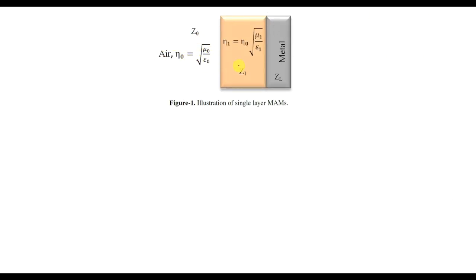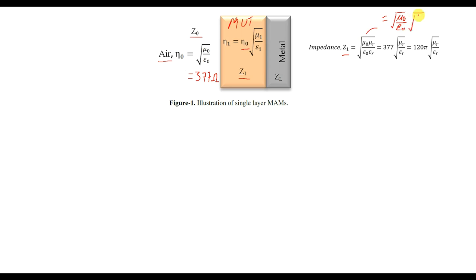So you can see here we have the MUT and the metal material here, the metal backplate, which is ZL. The MUT is Z1, and the impedance for free space will be equal to the square root of the absolute permeability over the absolute permittivity. If you calculate this, you will get 377 ohm here. And then the impedance for the MUT will be the square root of the permeability 1 over the dielectric constant 1 of the MUT. So you will get the impedance Z1 here. I can show you something like this. So Z1 is equal to, actually you can see from here, when you move out, you will have equal to the square root, and then square root.